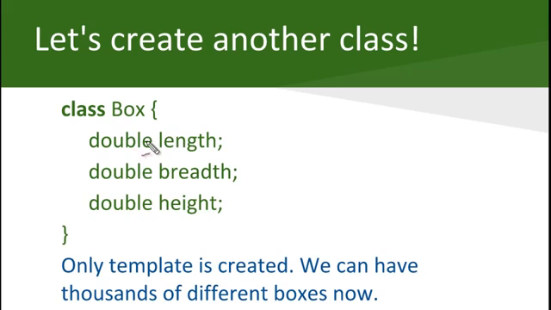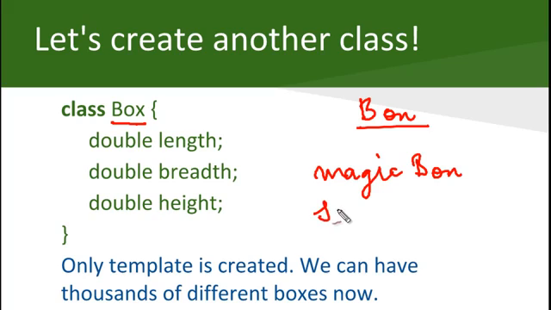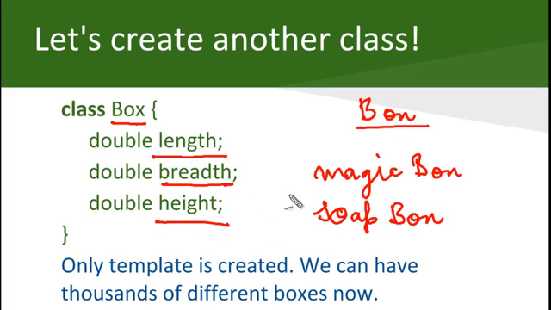Let us now create another class. Let's call this class box. Now there can be different objects of the kind box. There can be a magic box, there can be a soap box, etc. We'll be defining three fields: length, breadth, and height. A magic box can be very large, so the length, breadth, and height fields can have very high values, whereas a soap box can be small. So these are the objects, and each object will have its own set of fields.